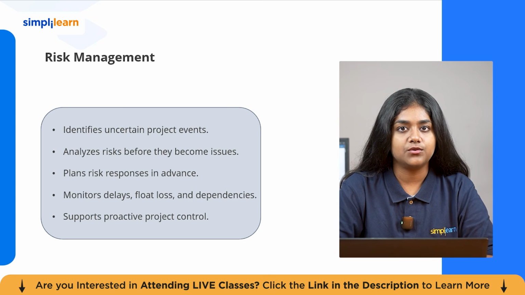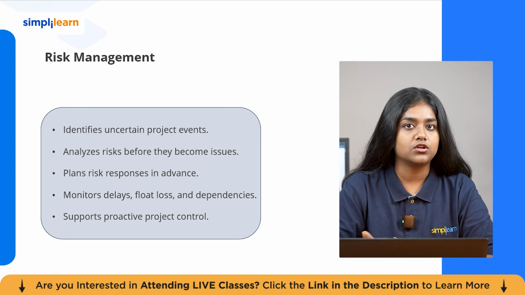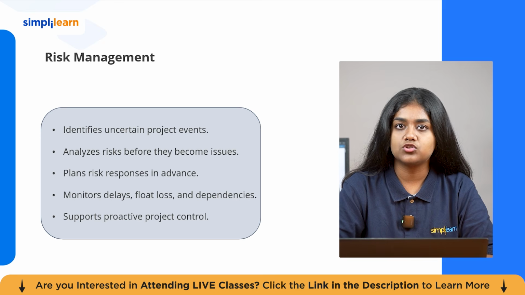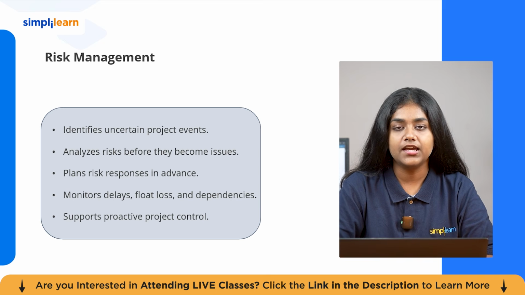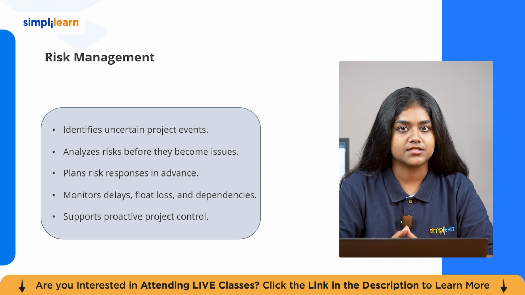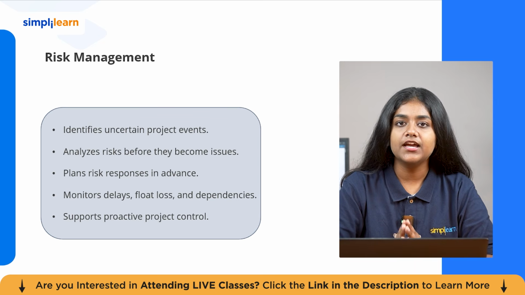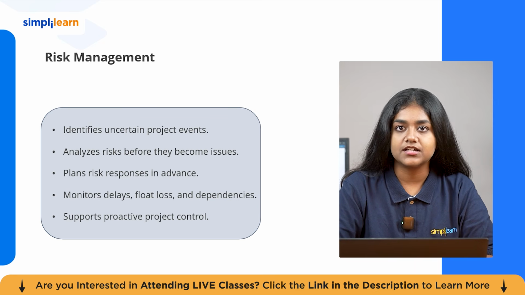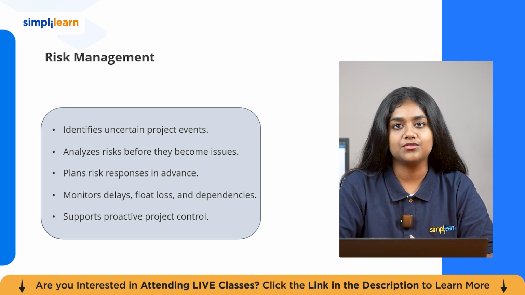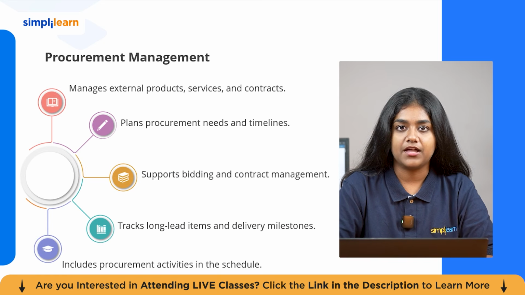In the context of scheduling, risk often manifests as float consumption, activity delays, resource shortages, or external dependency failures. P6 supports risk management by maintaining schedule float visibility, tracking constraint impacts, and through integration with Oracle Primavera Risk Analysis for full quantitative schedule risk assessment. Next is procurement management.